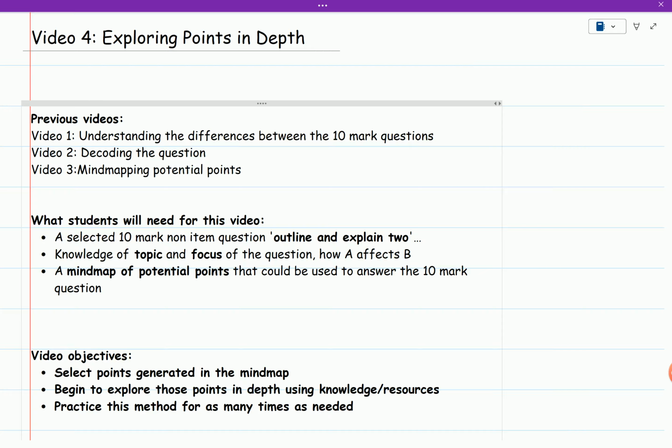Video 2, we looked at decoding the question. So, what is the question actually asking us to do? We looked at the topic and focus. And in video 3, we created a mind map of potential points.